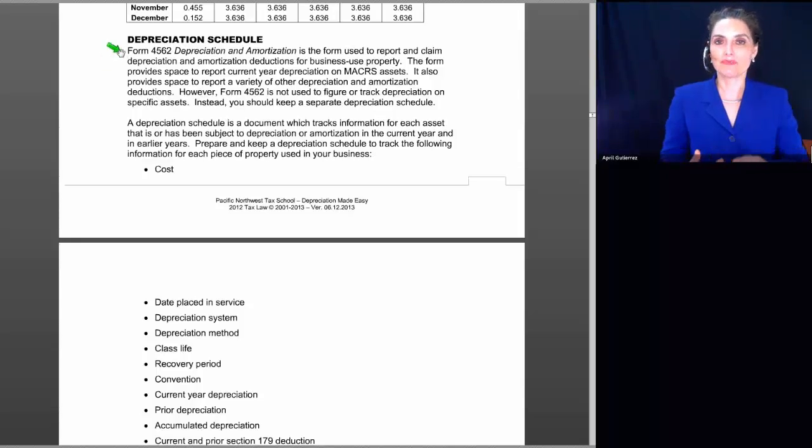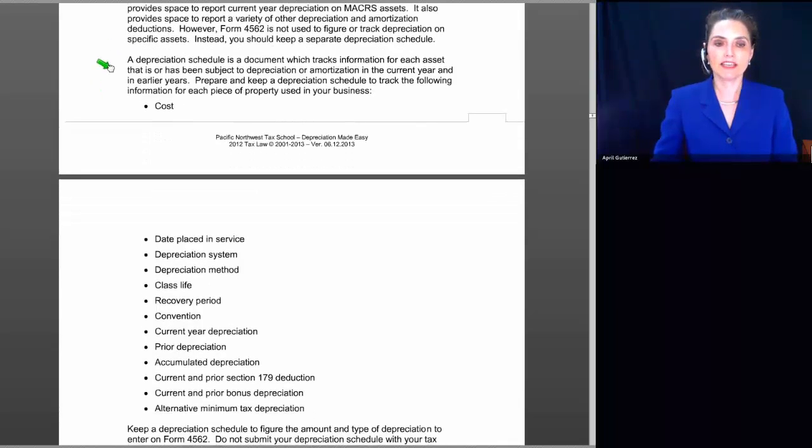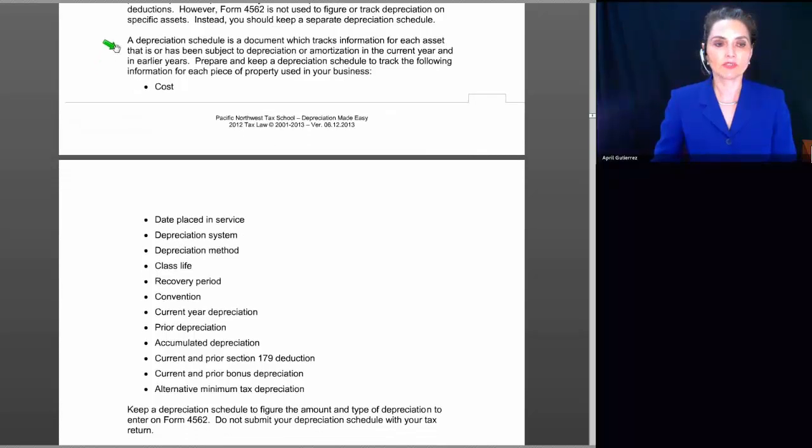Form 4562, Depreciation and Amortization, is the form that is used to report and claim depreciation and amortization deductions for business use property. The form provides space to report current year depreciation on MACRS assets. It also provides space to report a variety of other depreciation and amortization deductions. However, Form 4562 is not used to figure or track the depreciation deduction on specific assets. Instead, you should keep a separate depreciation schedule. A depreciation schedule is a document that tracks information for each asset that is or has been subject to depreciation or amortization in the current year and in earlier years.